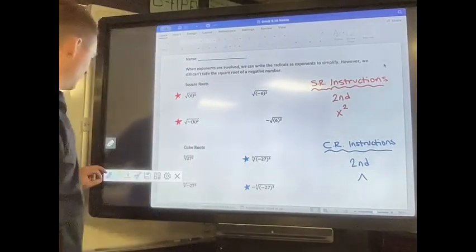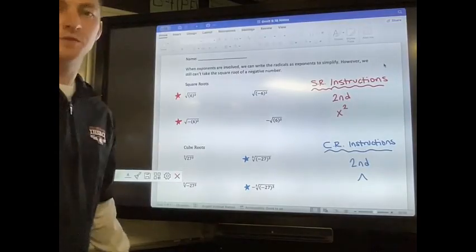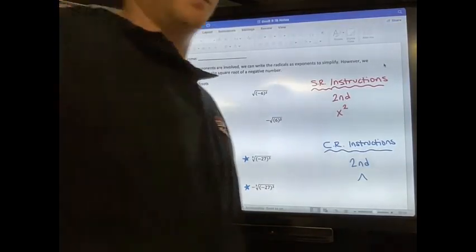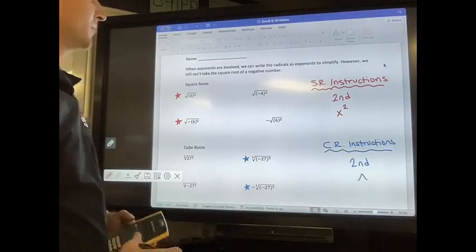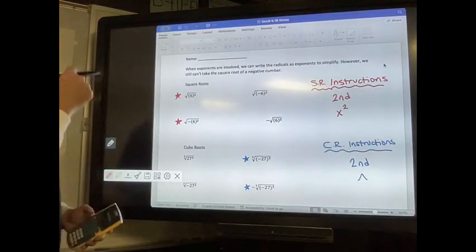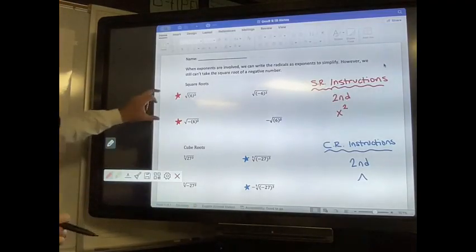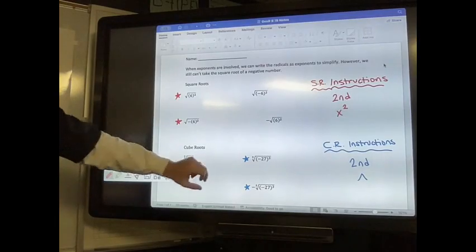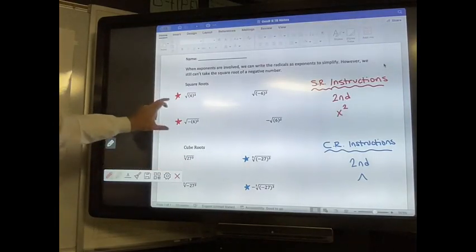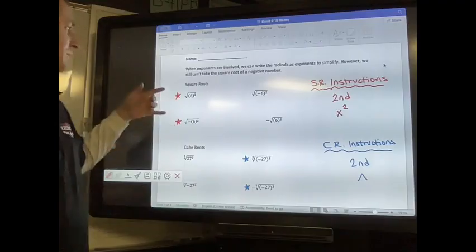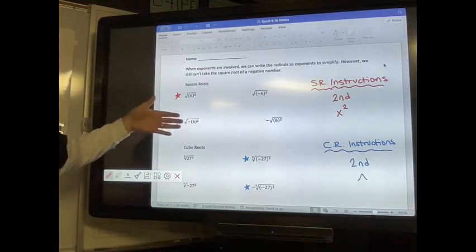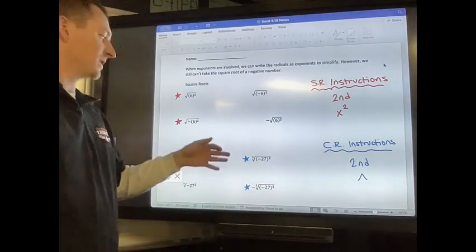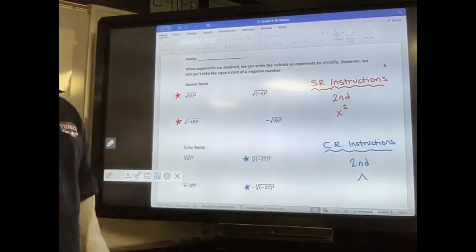All right, general math. Working with some square roots and some cube roots today. Got to be really careful when we do these because we have a lot of negatives here, and it does matter where the negatives go. So we're going to do these two problems in red and these two problems in blue down here. These are square roots and these are cube roots. So what a square root means is like what times itself equals the number inside, and a cube root is like what times itself 3 times.